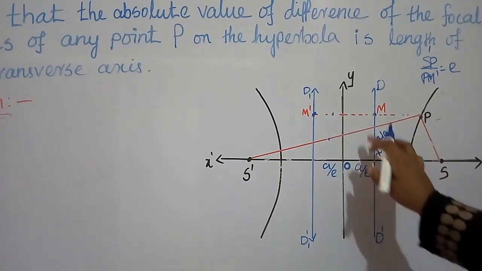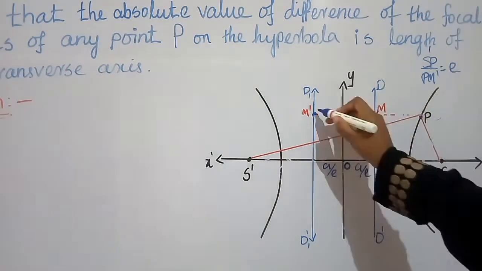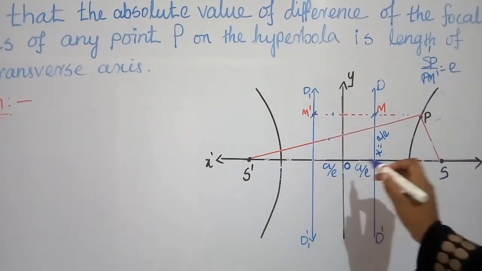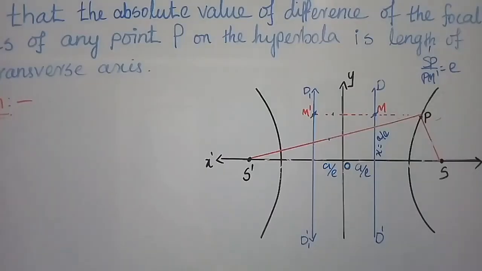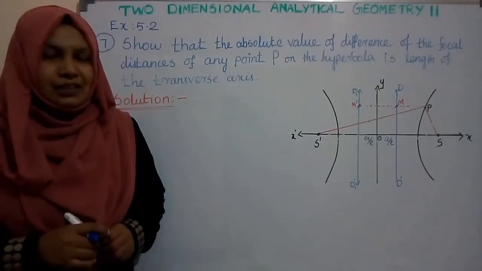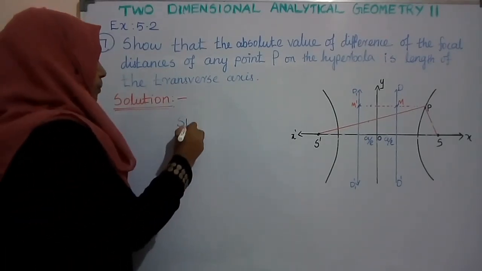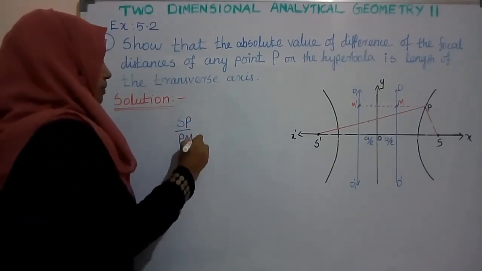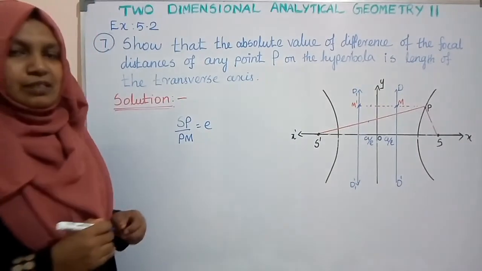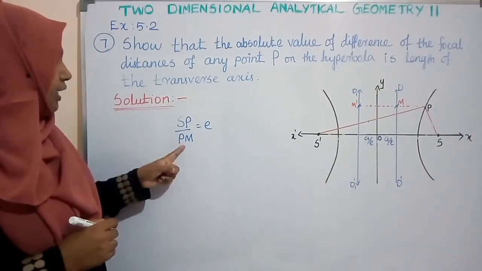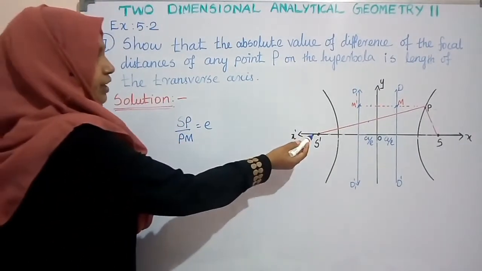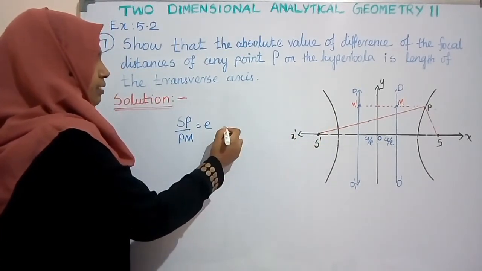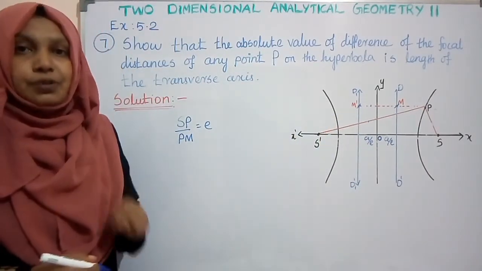So the total distance from M to M dash is A by E plus A by E, which is 2A by E. Using this, we can prove this question now. Now I am writing SP by PM. SP by PM is equal to eccentricity. Eccentricity is always the ratio of SP by PM. Here we have another ratio, which is also the same eccentricity, because we have two foci.